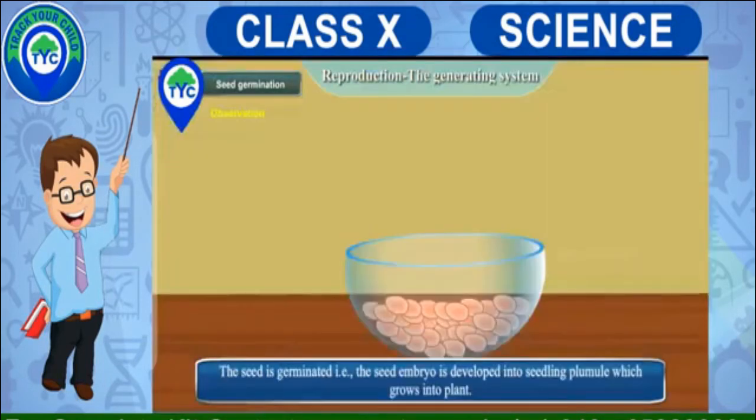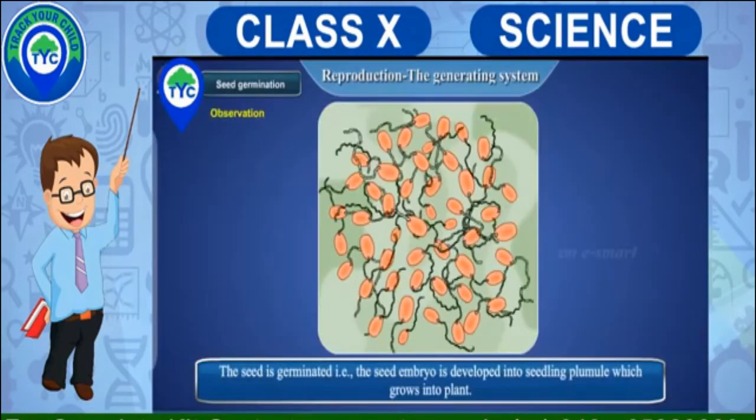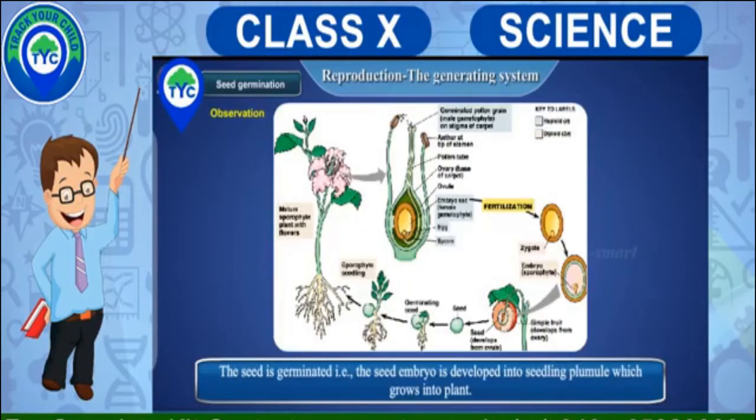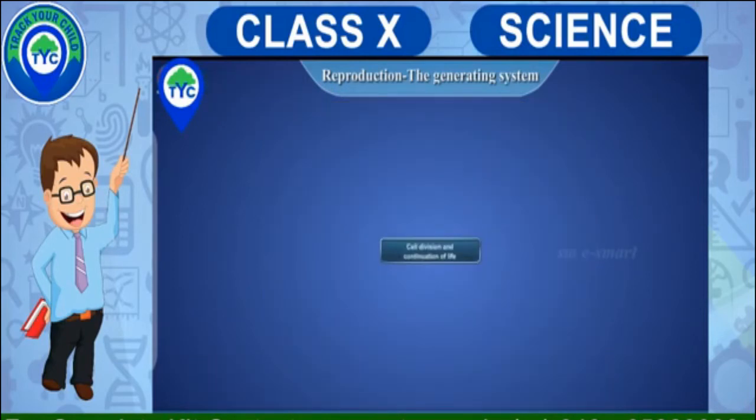Observation. The seed is germinated, that is, the seed embryo is developed into a seedling, the plumule, which grows into a plant. Cell division and continuation of life.